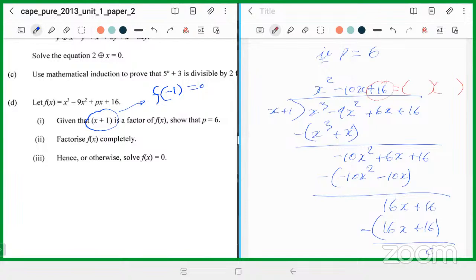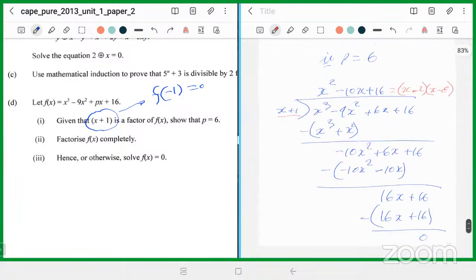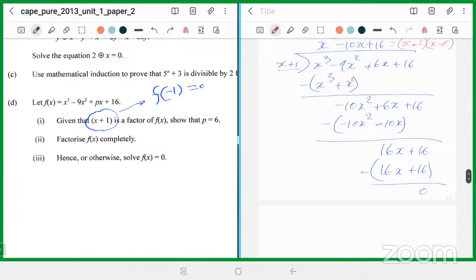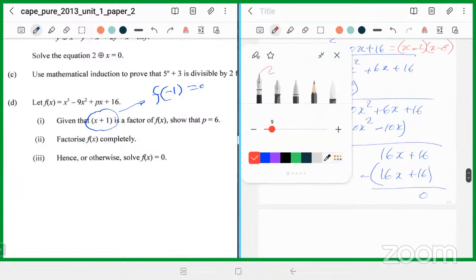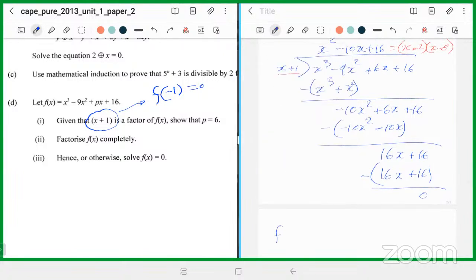8, and 8 times 2 is 16. So we get x and 2 and 8, both of them minus. And that's the third factor. So if we were to factorize it now, we would get that f of x is x plus 1, x minus 2 and x minus 8. Those are the 3 factors.